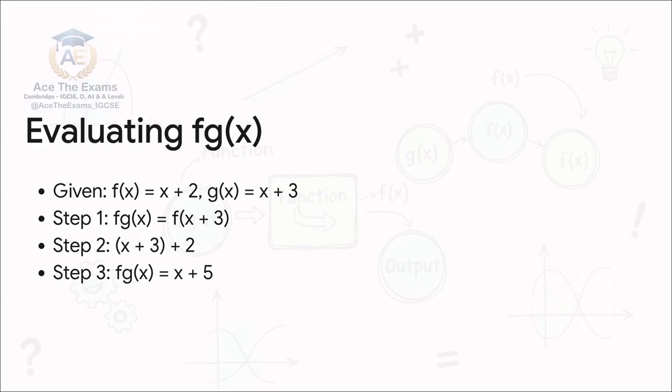Step 2, we write out the f function, but wherever we see an x, we plug in our new input, x plus 3. So the f machine says, take the input and add 2. Our input is x plus 3, so we get x plus 3 plus 2. Step 3, we simplify for the link. 3 plus 2 is 5. Our final composite function is x plus 5. We've merged 2 separate machines into one sleek, efficient unit. And by showing that full breakdown, you secure top marks.